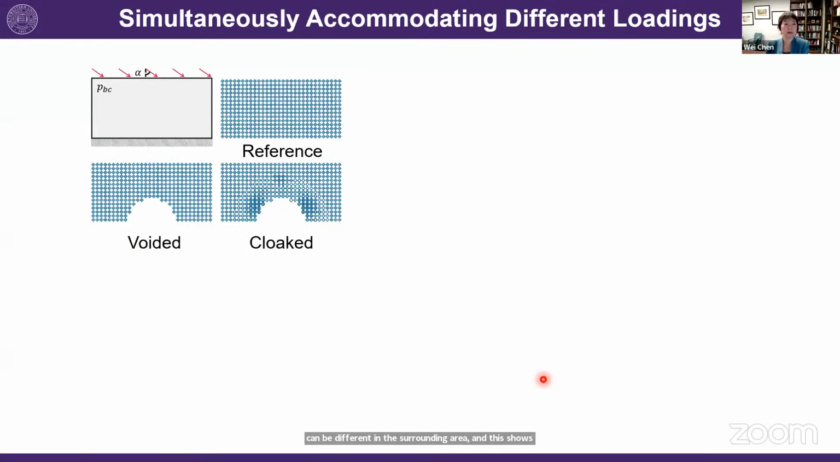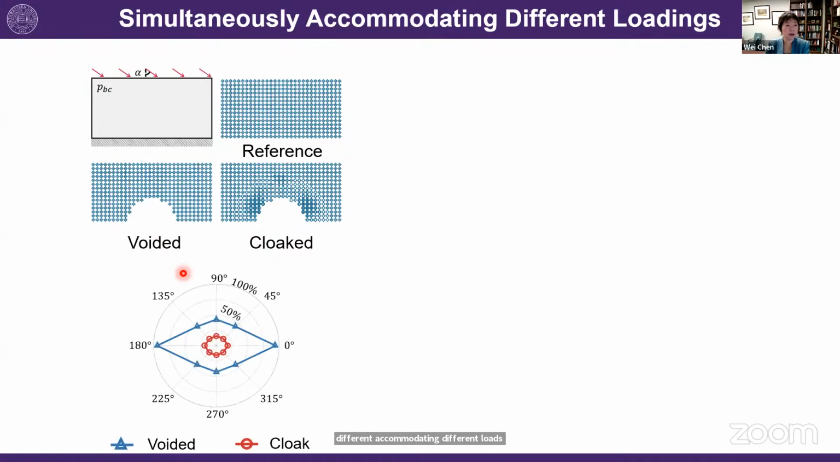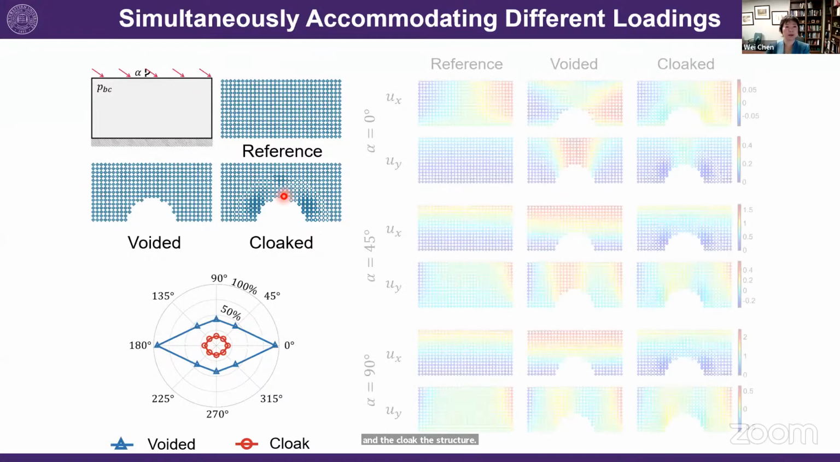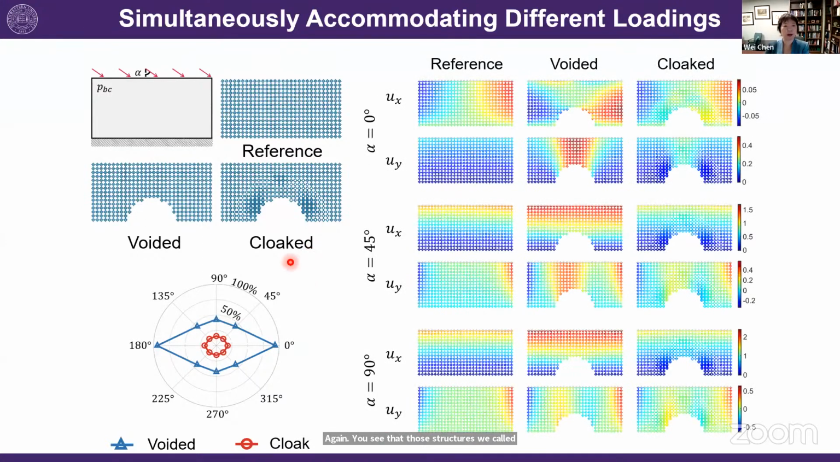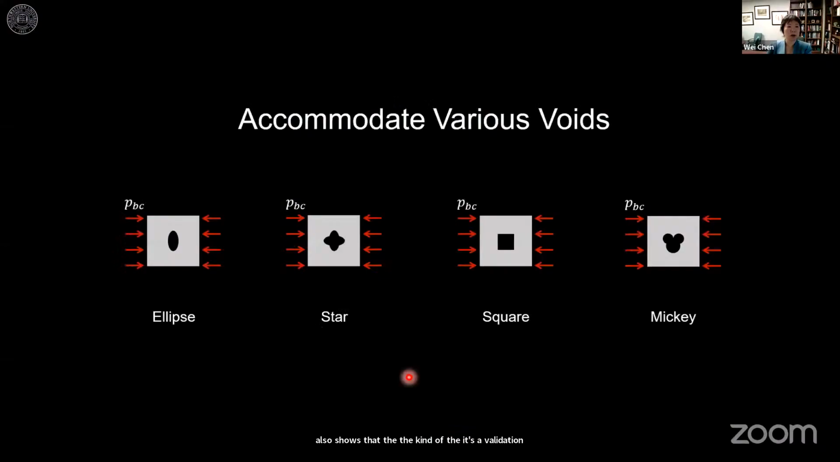We also tried accommodating different loads. In this case, we can simultaneously apply load with a different angle, on the voided structure and the cloaked structure. Again, you see that those structures are, we call it aperiodic, because for each unit cell, the result can be very different from one location to another. And this also is a validation to show the optimized solution accomplished the objective.